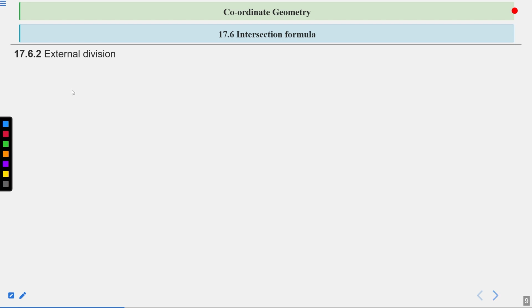Next, external division. In external division, the ratio AP to PB becomes m1 to m2.